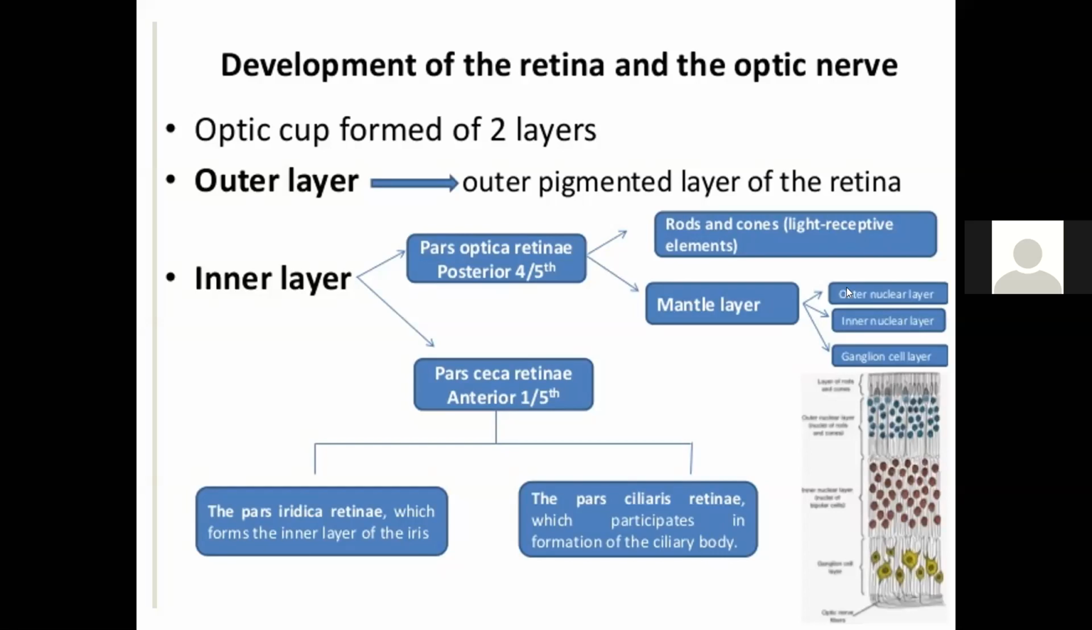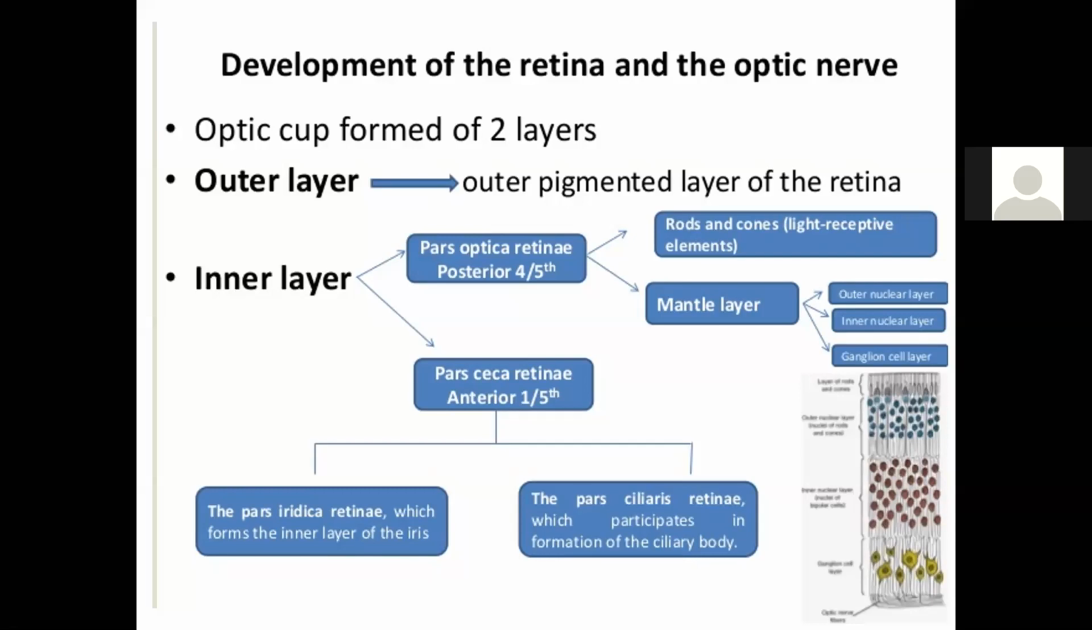ठीक है, टोटल मैंने कितने बताए थे? 10 layers. एक तो पिगमेंट लेयर हो गया, दूसरा लेयर ऑफ रॉड्स एंड कोन्स, बाकी कितने बचे? 8. 8 will be formed from the mantle layer. There is no single layer in the retina in the adult life that is not formed by the mantle layer of the pars optica retinae of the inner layer of the optic cup. Okay, all the inner 8 layers will be formed by the mantle layer of the pars optica retinae of the inner layer of the optic cup. This is the terminology actually used.